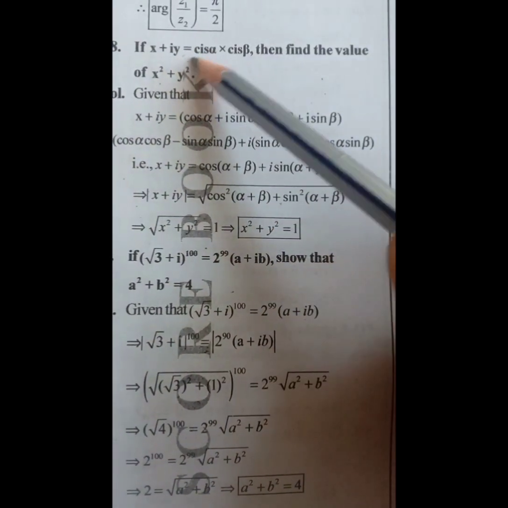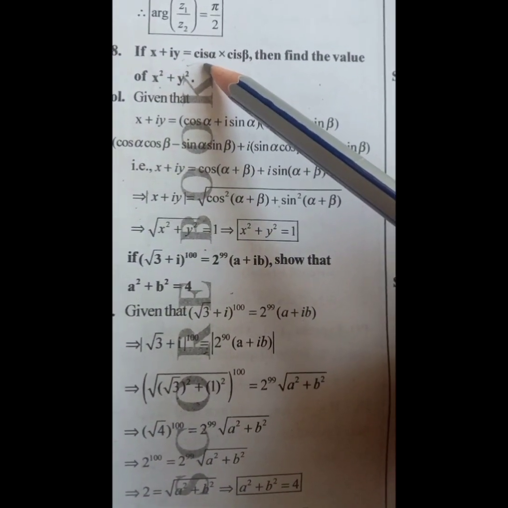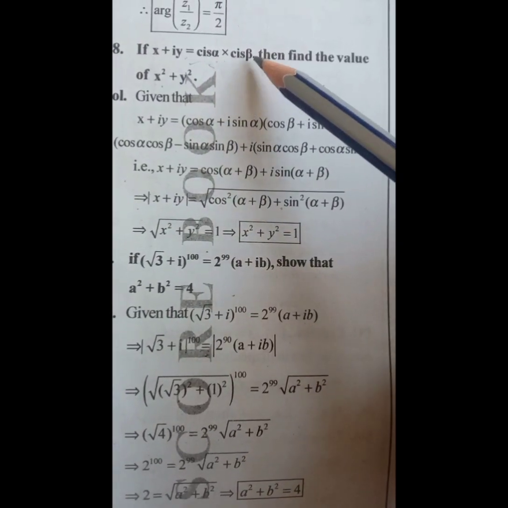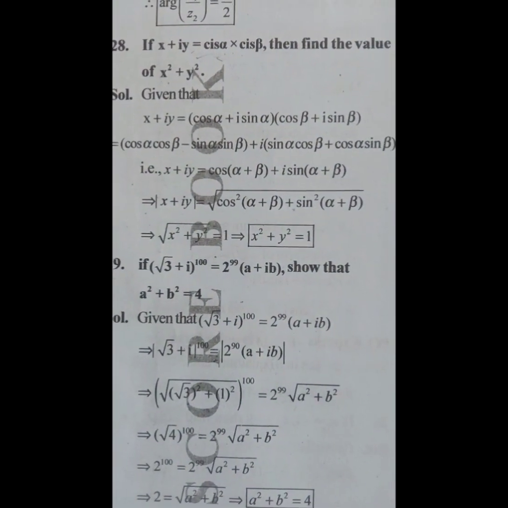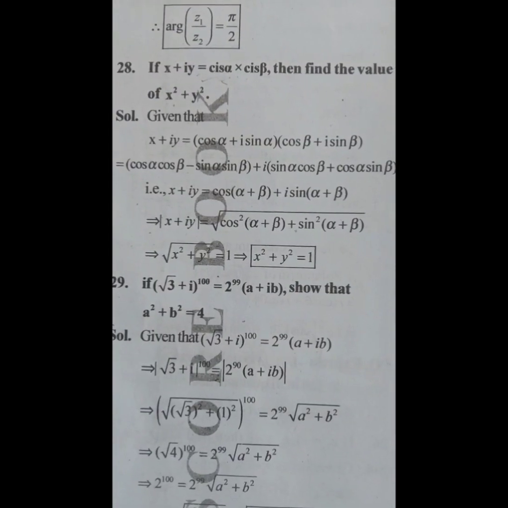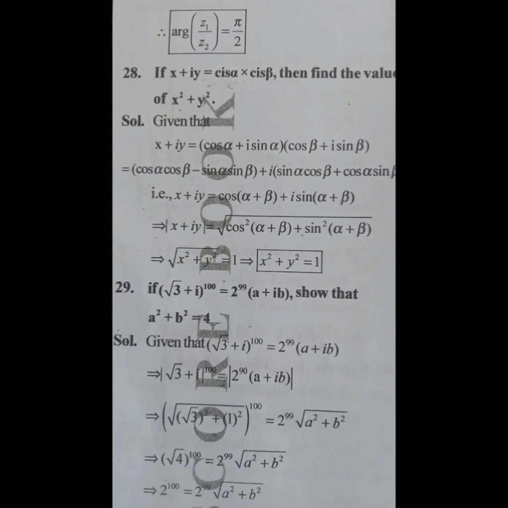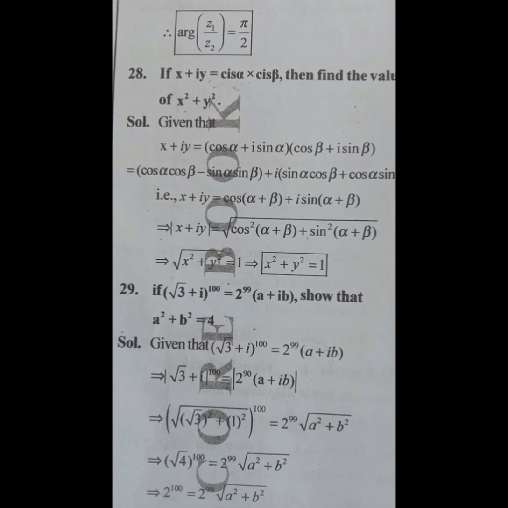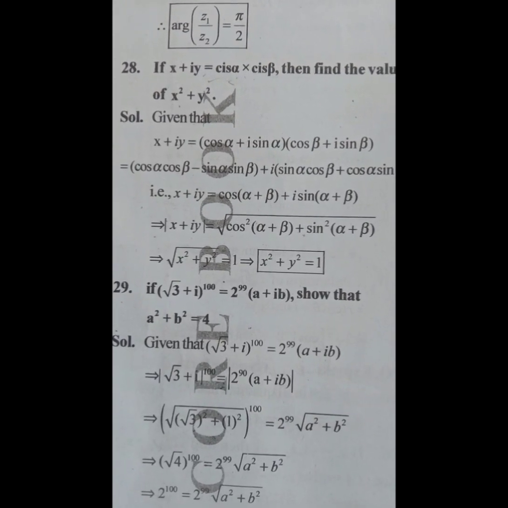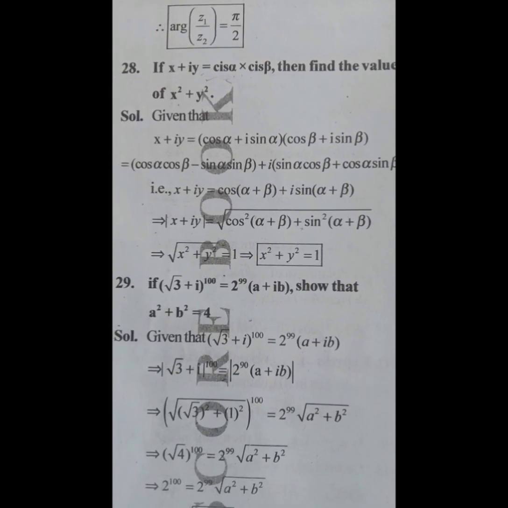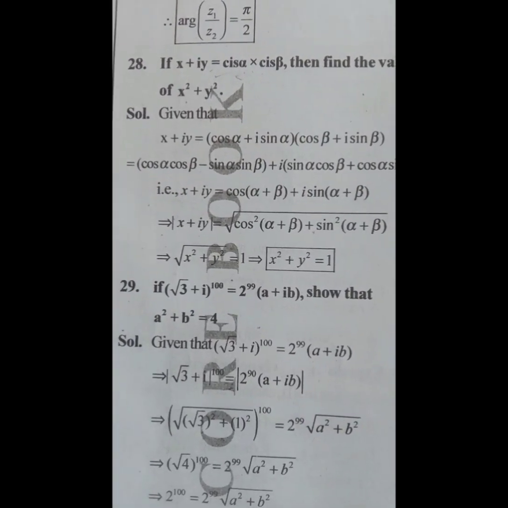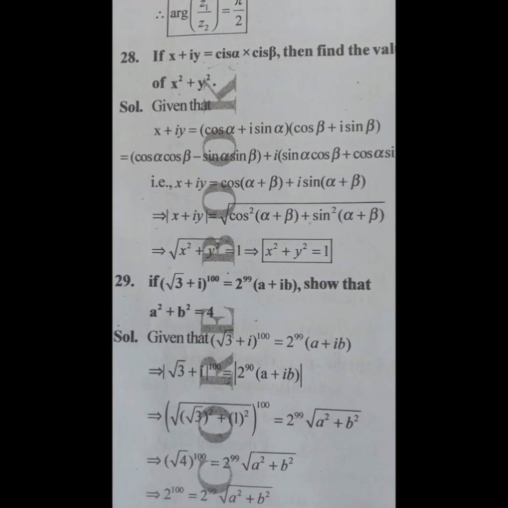Next: x plus iy equals cis alpha into cis beta. Then find the value of x square plus y square. First you need to write the given. Cis alpha is nothing but cos alpha plus i sin alpha; they gave it in an indirect way.